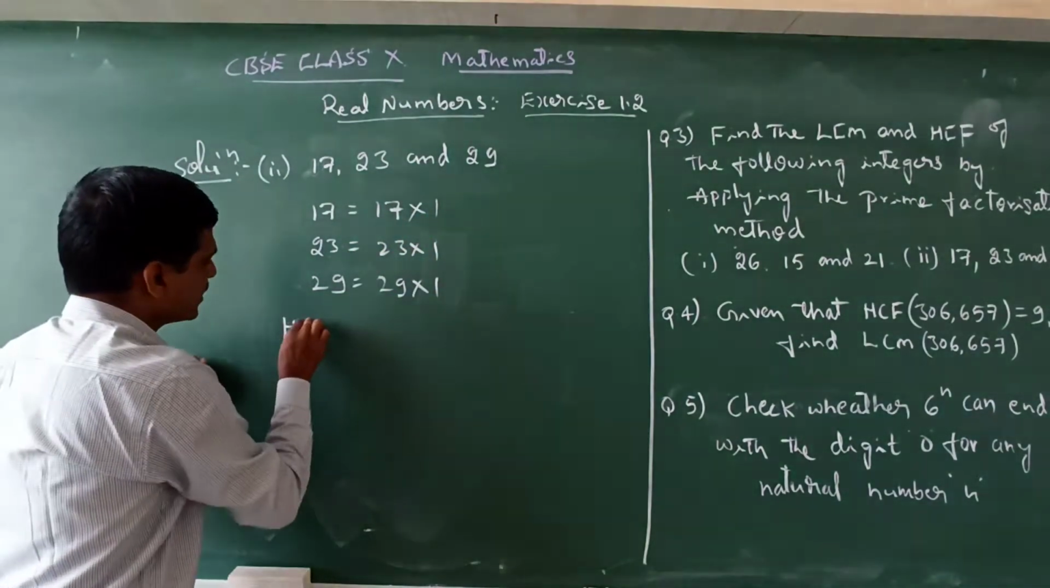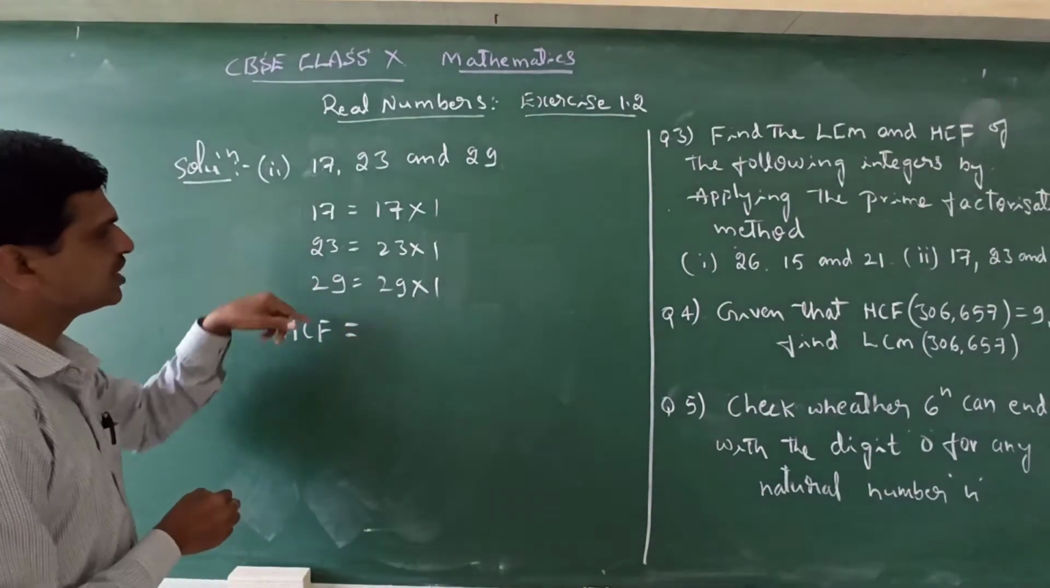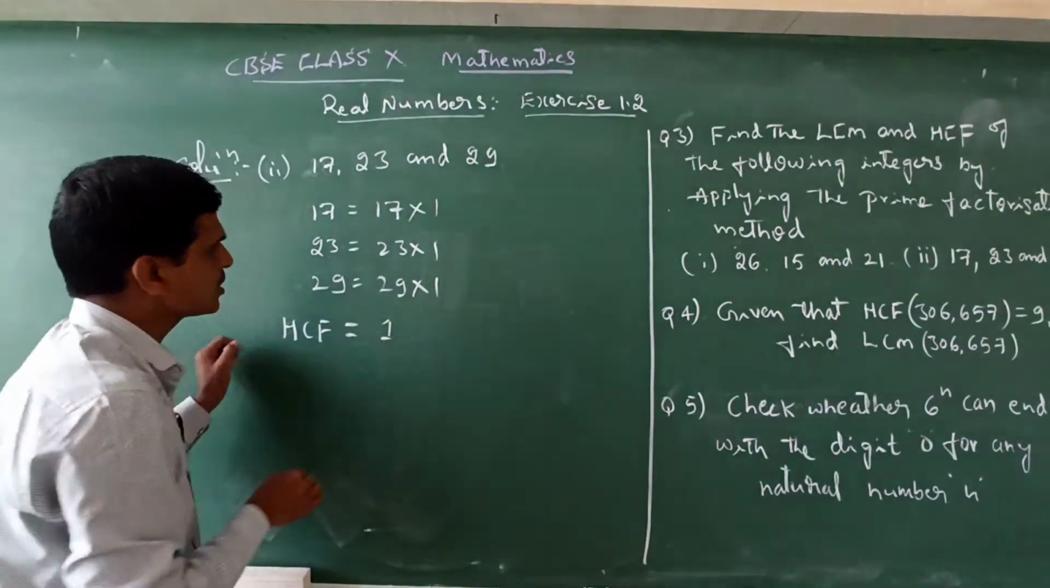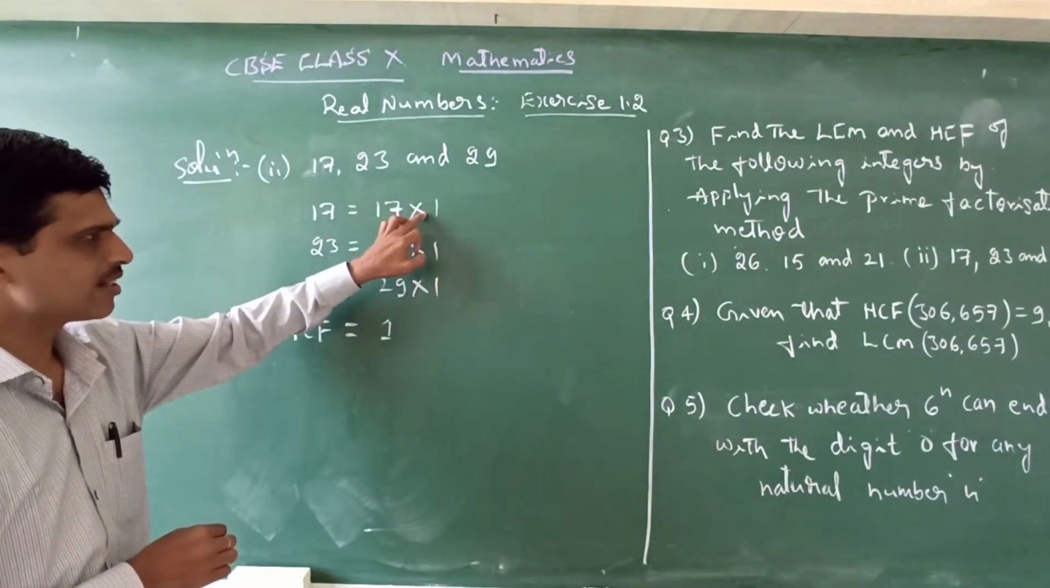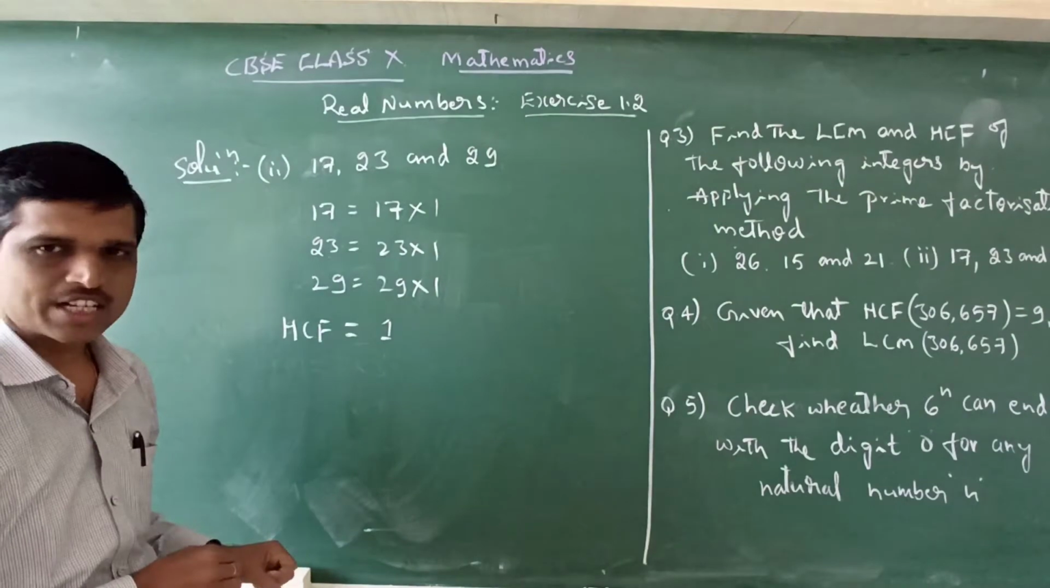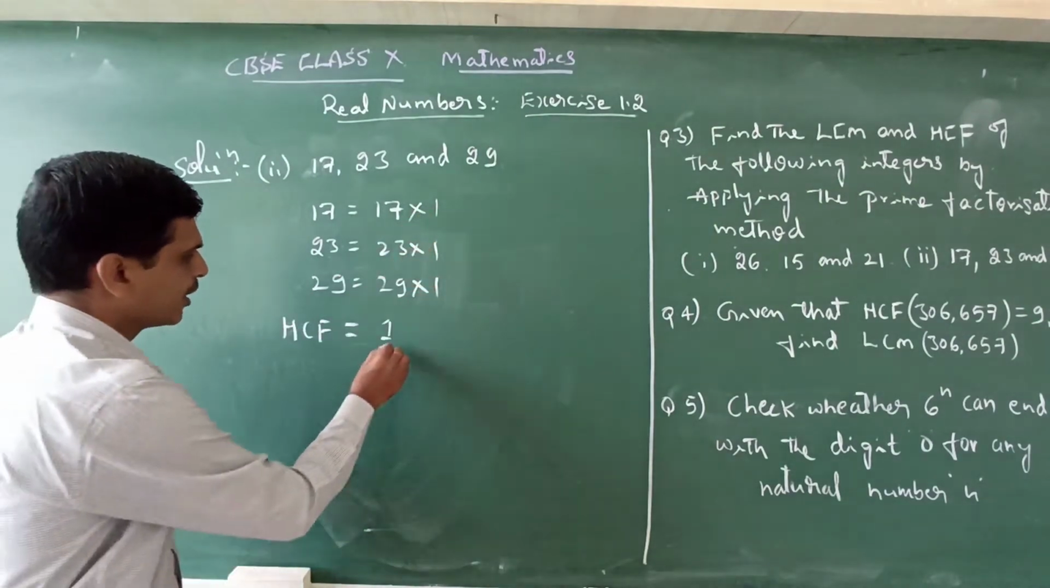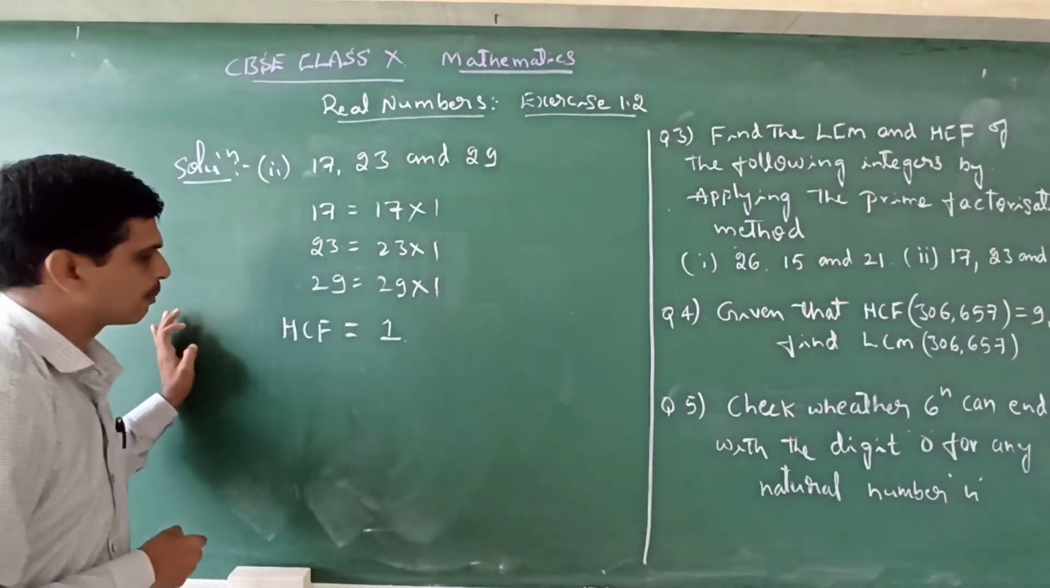So what happened now? The HCF of these three given numbers is 1 again, because all the numbers are different and their common factors have a power of 1. That is why 1 is common here. You can take 1 as the HCF, as in your previous case.